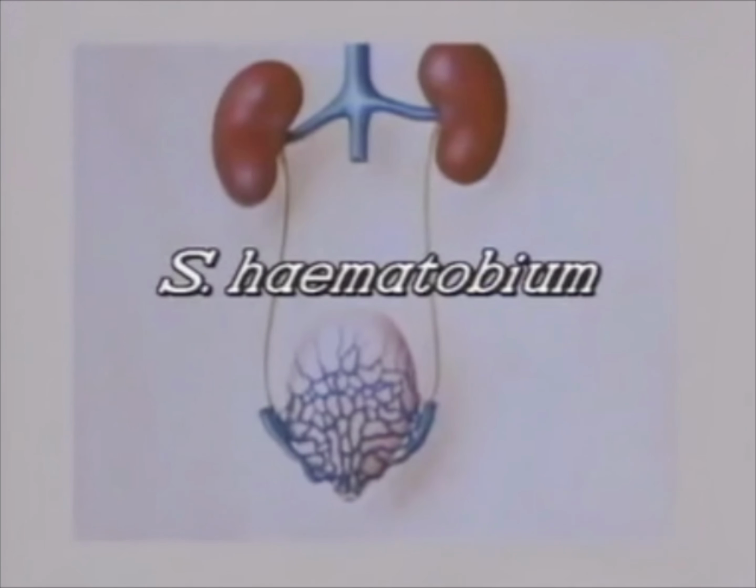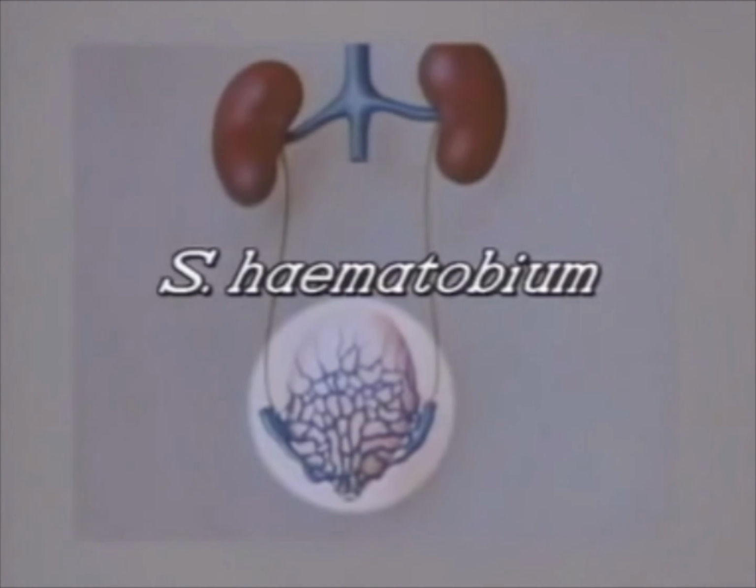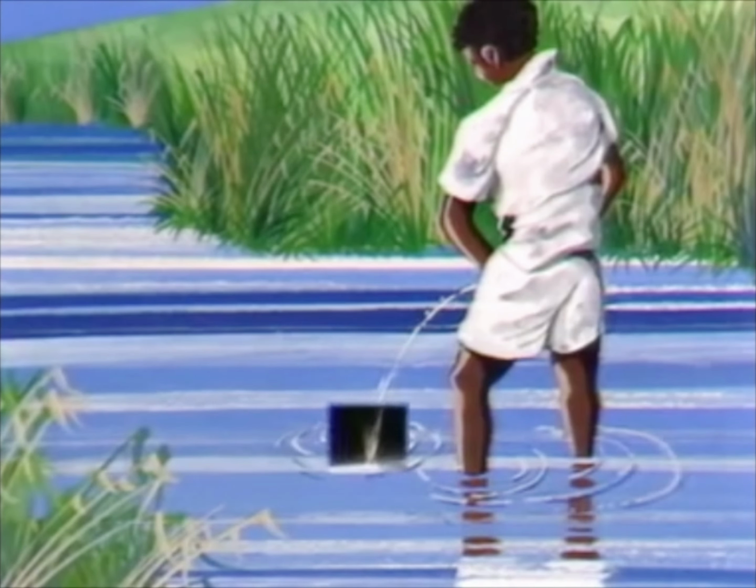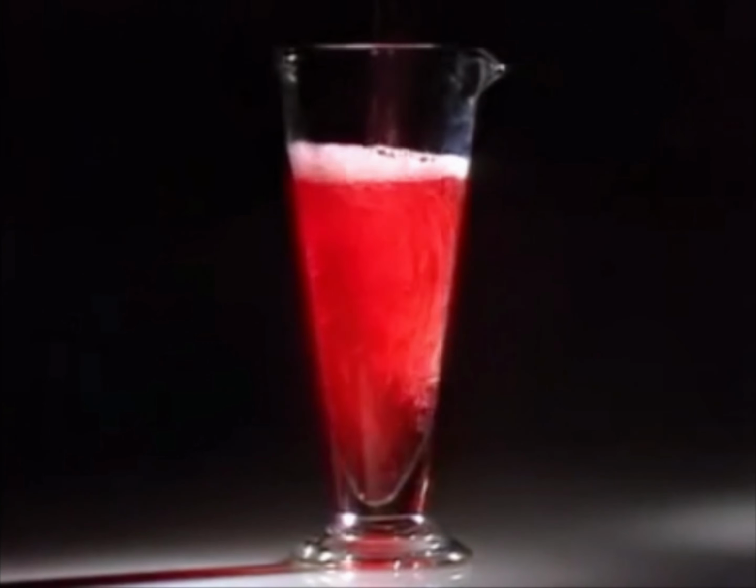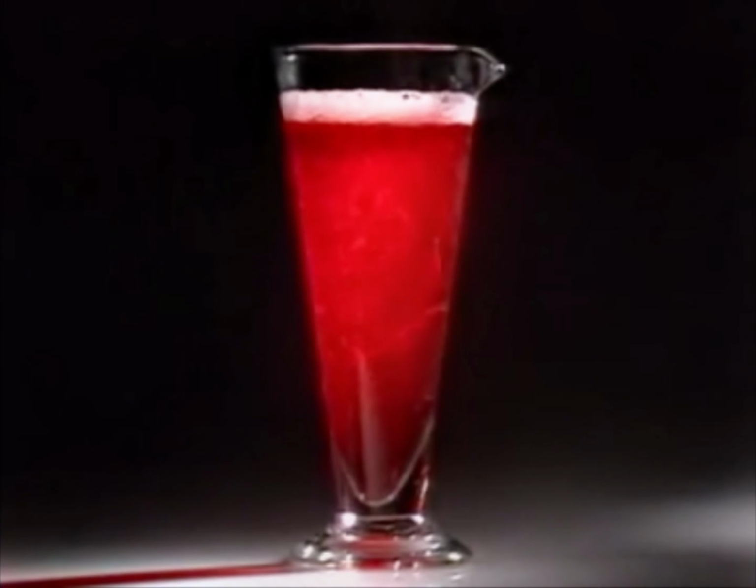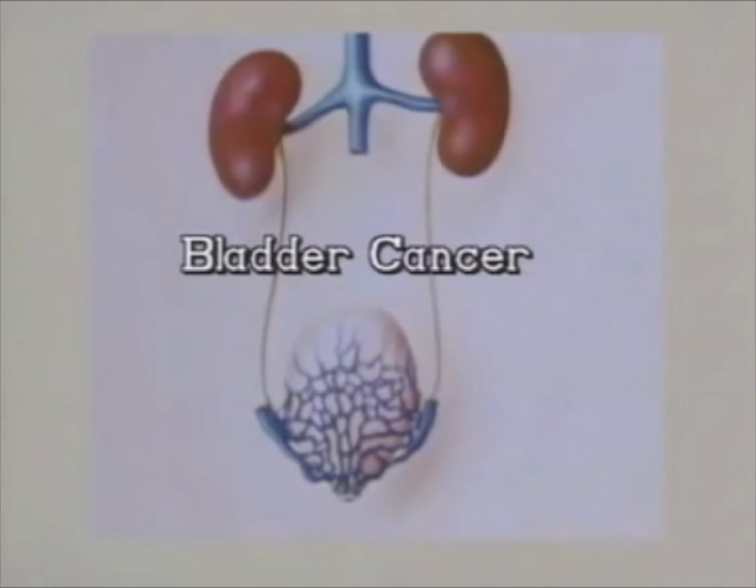Schistosoma hematobium differs from the other two species. It inhabits the blood vessels of the bladder and its eggs are discharged with the urine. The main clinical sign is hematuria, but ultimately fibrotic lesions may develop throughout the whole of the urogenital system. Bladder cancer is not an uncommon development in advanced stages of the disease.